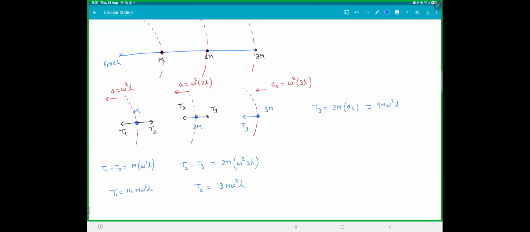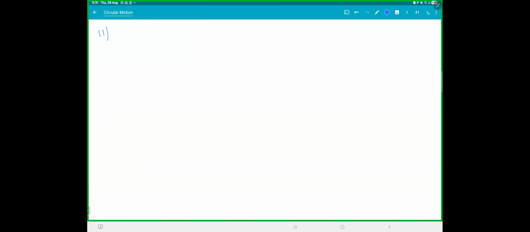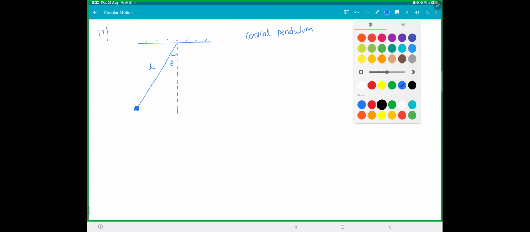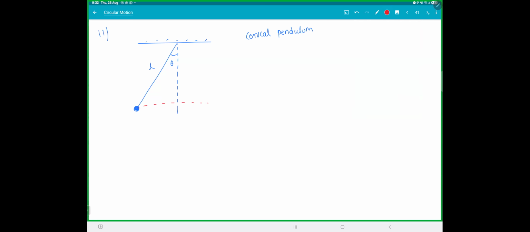Next thing, let's see one more like this. This is another standard problem. We have a pendulum here of length L. This is theta. This is called a conical pendulum. If you are in HSC boards, this is a derivation in 12th standard. So we have a conical pendulum here, which is going in a horizontal circle. Able to visualize how it is? It's going like a cone. It's going in a horizontal circle.